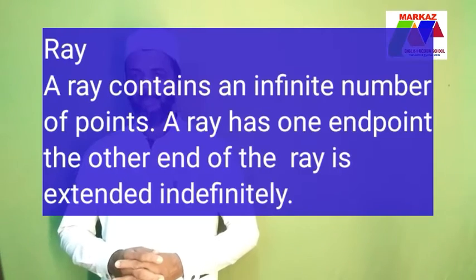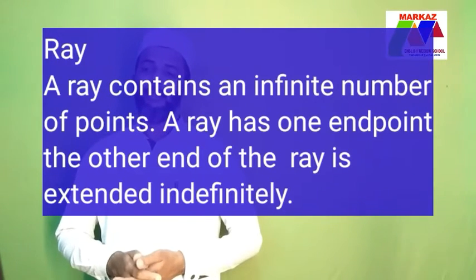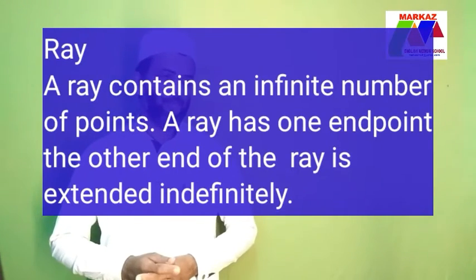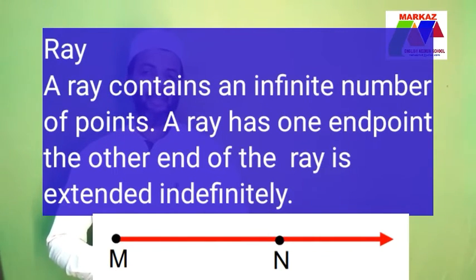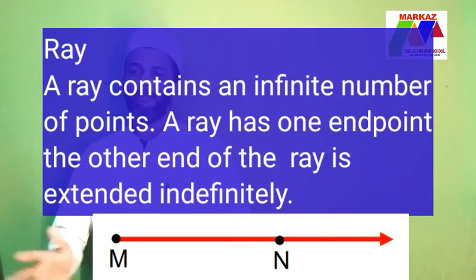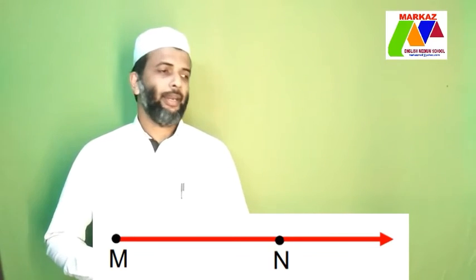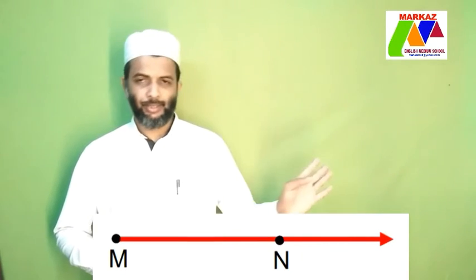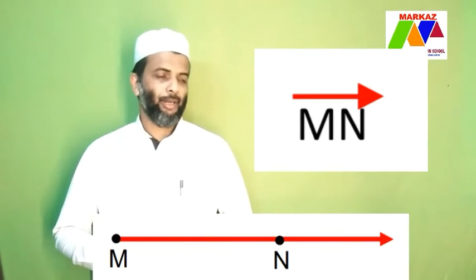Next one, ray. A ray contains an infinite number of points. A ray has one end point. The other end of the ray is extended indefinitely. Draw one ray in your notebook and name it MN. MN is a ray. It can be read only as ray MN, as we always start from the end point. Don't read it as ray NM. Okay. It is written like this. This ray can be read as ray MN.